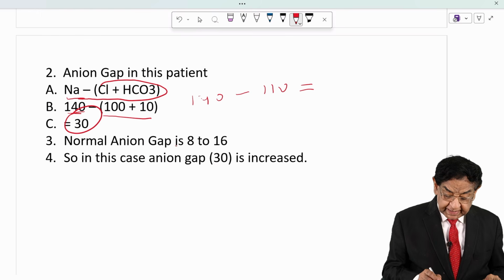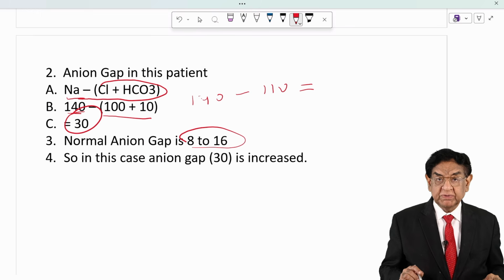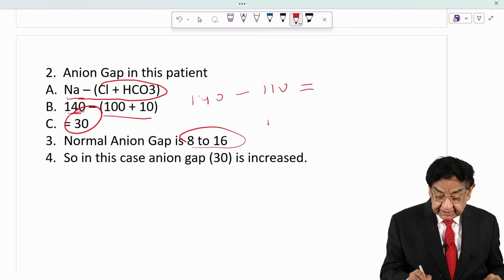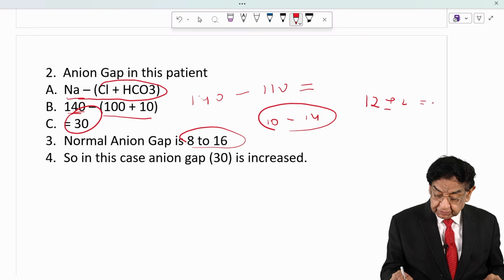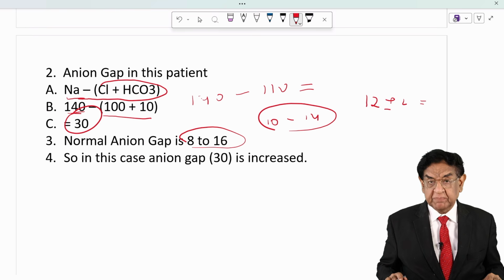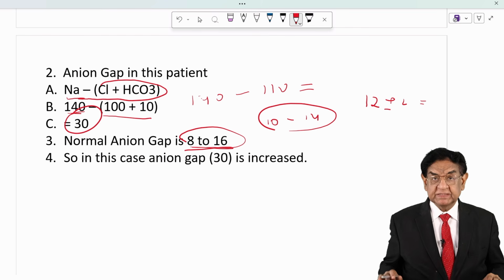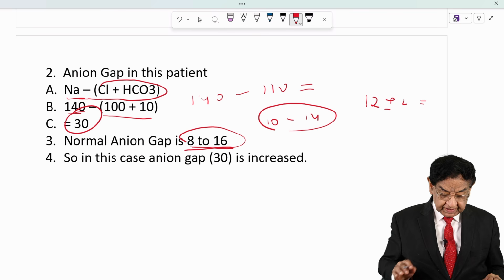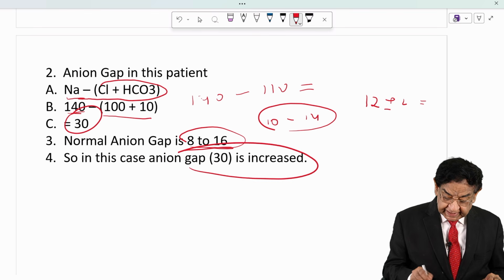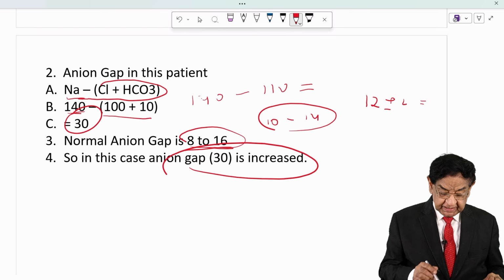The normal anion gap is 8 to 16. But I tell you, some of the books write 10 to 14 also. They say 12 plus minus 2 also. But the majority of the standard books say 12 plus minus 4. Why is it necessary for me to tell you? Because some variation is there. In this case, however, the anion gap is definitely more, whatever it may be. 30 is much more.